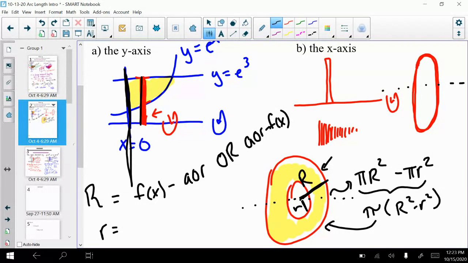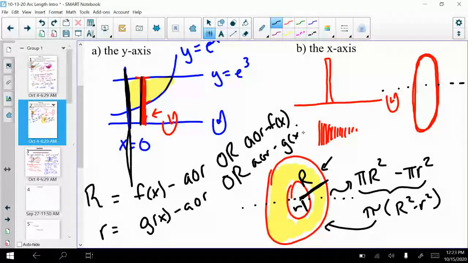And then little r is similar. It's also measured from our axis of rotation. So it's either going to be g of x minus our axis of rotation or our axis of rotation minus g of x. Of course, that just depends if our axis of rotation is above or, in this case, below, so top minus bottom, right?